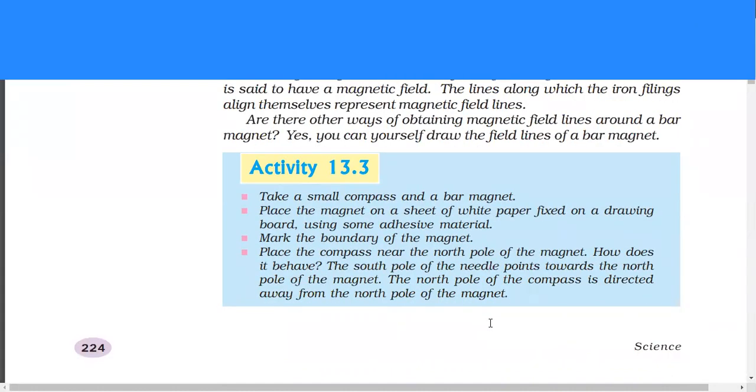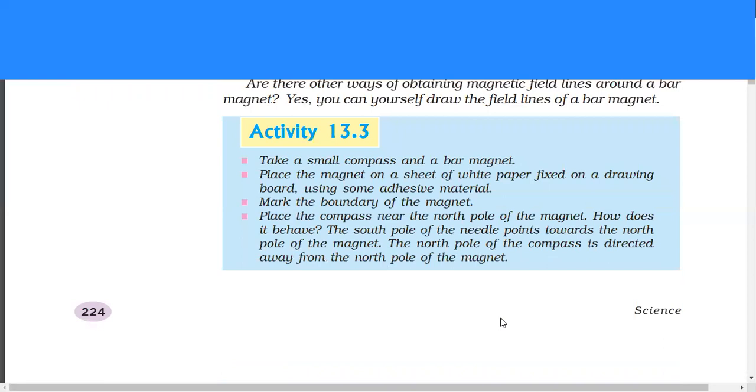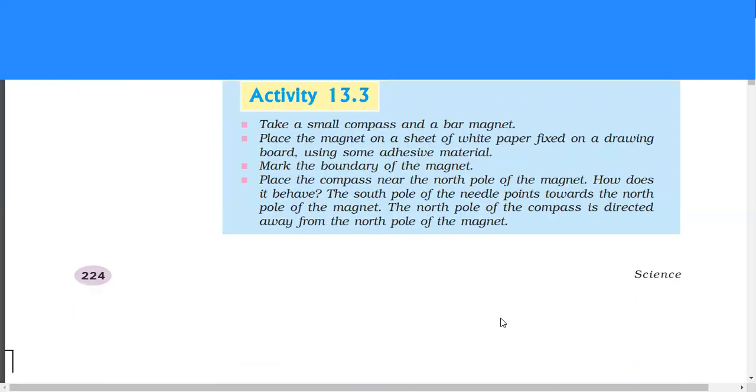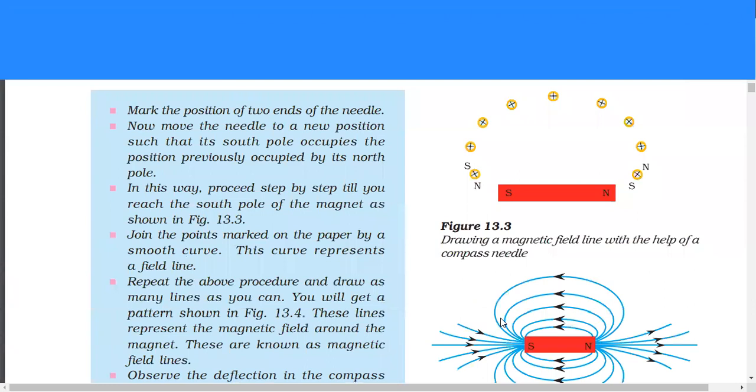Activity 13.3. Take a small compass and a bar magnet. Place the magnet on a sheet of white paper fixed on a drawing board using some adhesive material. Mark the boundary of the magnet. Place the compass near the north pole of the magnet. How does it behave? The south pole of the needle points towards the north pole of the magnet. The north pole of the compass is directed away from the north pole of the magnet. Mark the position of two ends of the needle.